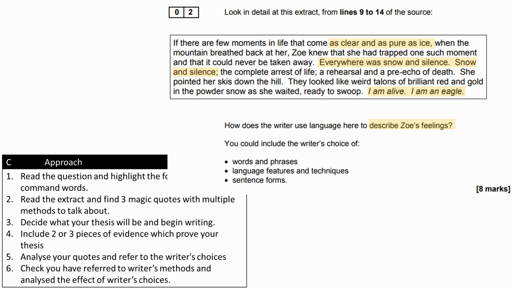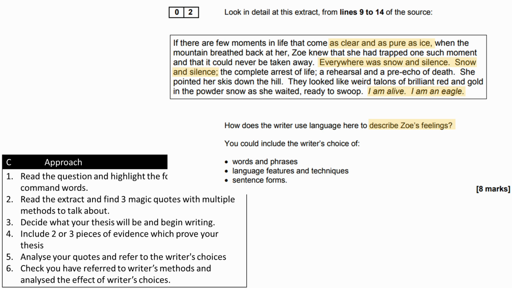What might our thesis be? What's the general idea? Remember, your thesis is a connecting idea. It links the points that you're going to make. So for my thesis, for this example, as I'm starting to plan it, I'm thinking, okay, there is a kind of naivety to what Zoe's doing. There is a sense of beauty, but there is also a sense of danger. So they're the ideas I might have in my head while I'm planning.